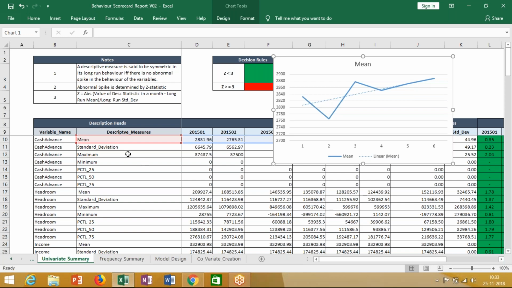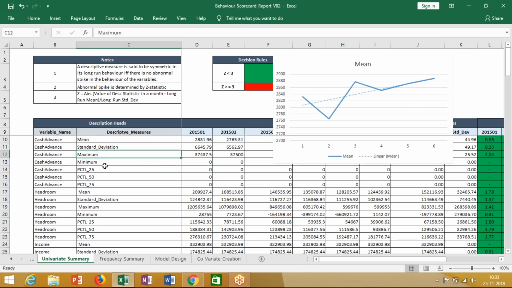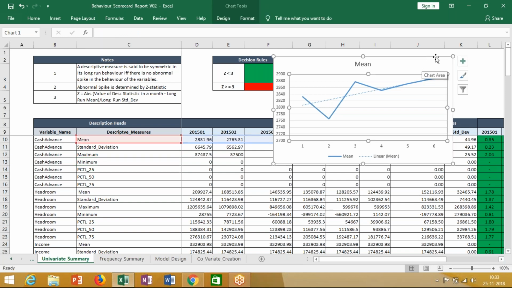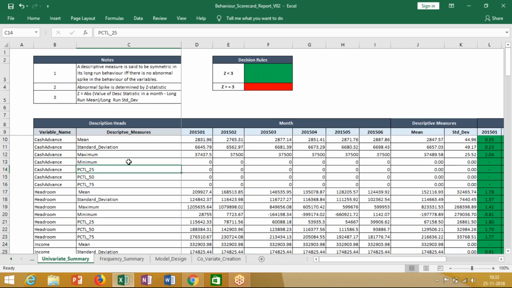Now, not only this, I am doing it for all the descriptive measures: standard deviation, maximum, minimum. All I want to know is whether there is any abnormal behavior involved in any of the descriptive measures of this variable. Now, I need to compare all these. So it has gone down from 2831 to 2765. Now, how major a fall is this? Again, it has increased. So how major an increase is this?